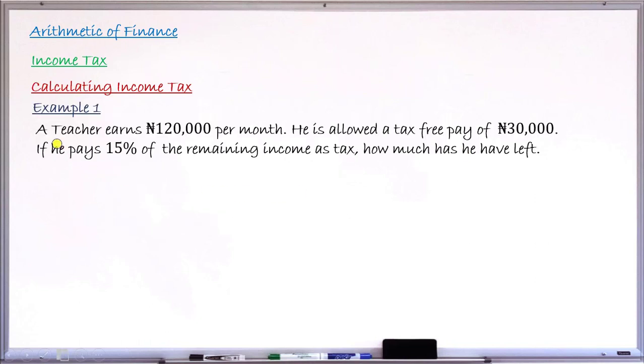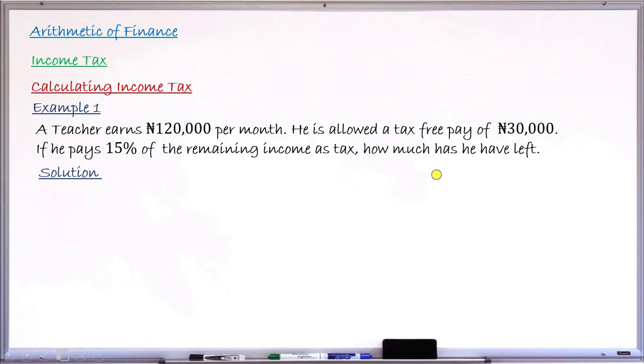Example number one says a teacher earns 120,000 naira per month. This will be his total income. And he is allowed a tax-free pay of 30,000 naira. So this 30,000 naira is non-taxable. And he pays 15% of the remaining. After removing the non-taxable from the total income, the remaining is taxable, so he pays 15% of the remaining income as tax. The question asks, how much does he have left? What amount will he be given from this 120,000 naira as take-home?